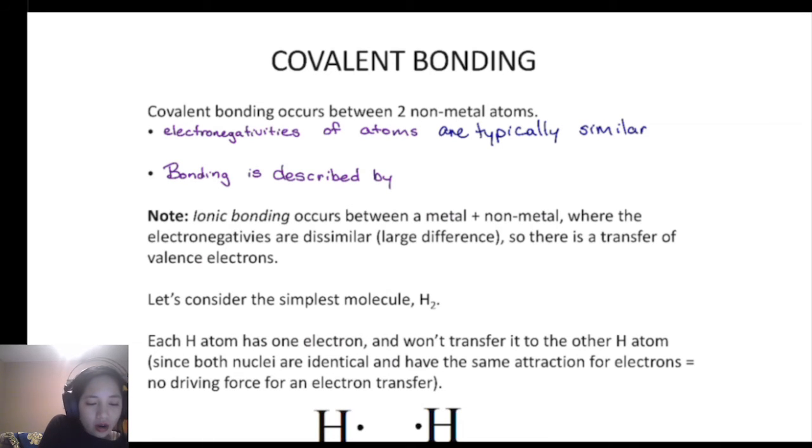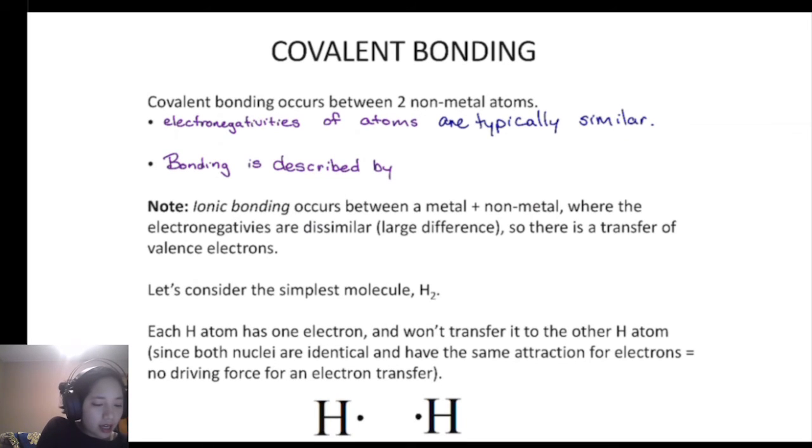So if you look at all of the atoms that make up a certain molecule and look at the electronegativities on the chart, you'll see that all of those atoms tend to have similar electronegativities. And then the bonding, when it comes to covalent bonding, is described by a sharing of electrons. And again, we call that covalent bonding.